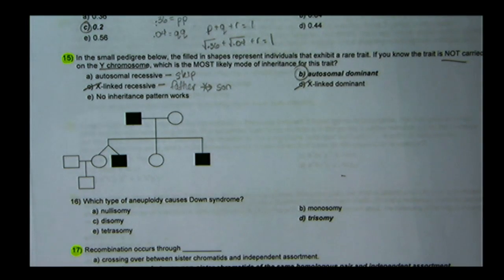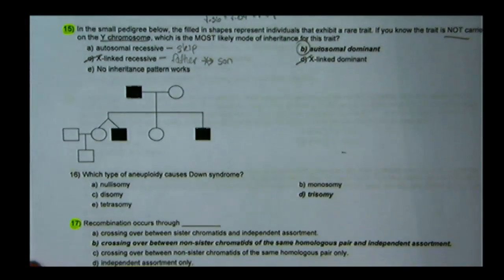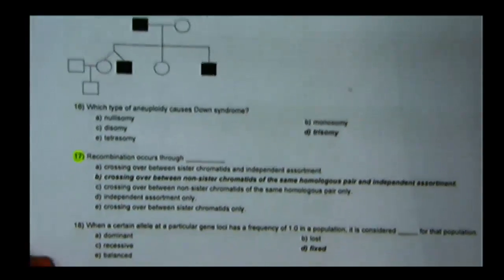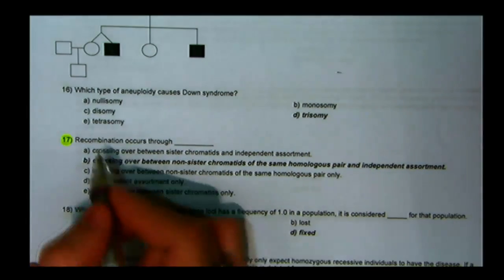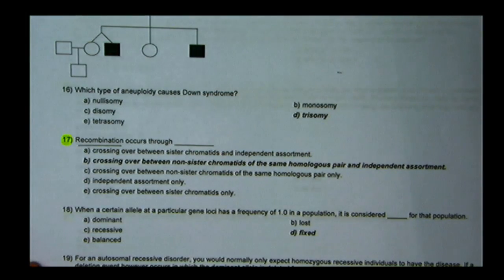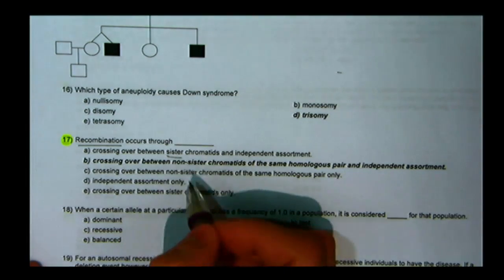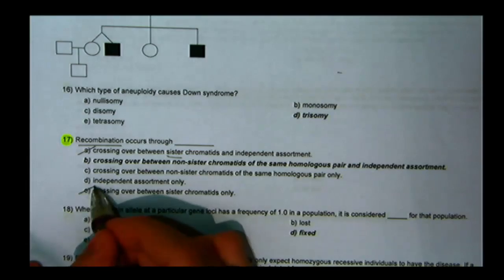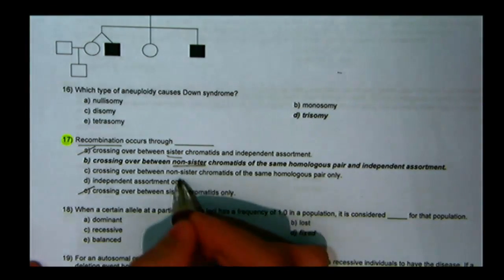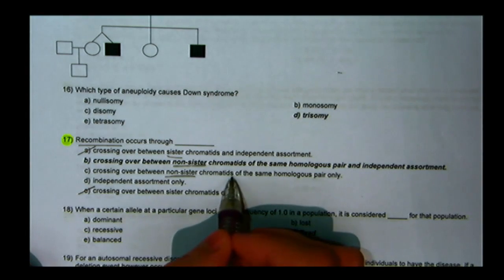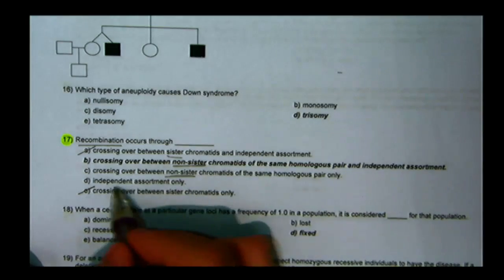Okay, so this is number 17. And talking about recombination here. Recombination is the source of genetic variation. And to get genetic variation, you want to cross things that are different. So you're not going to cross over between sister chromatids. So A is wrong, and E is wrong. So you want non-sister chromatids here and here. Recombination occurs through crossing over between non-sister chromatids. And this question is also asking, does independent assortment also do this? The correct answer, yes, independent assortment does occur with recombination because you get those alleles that shuffle differently.